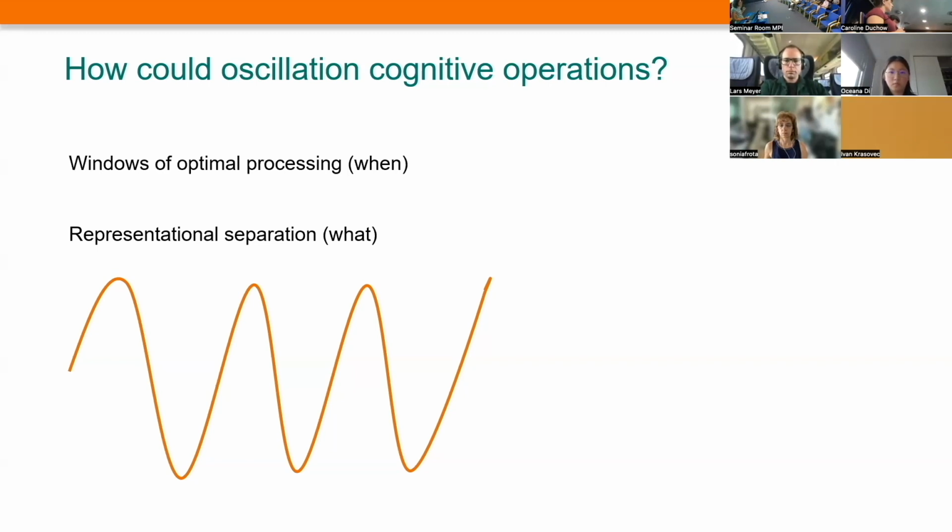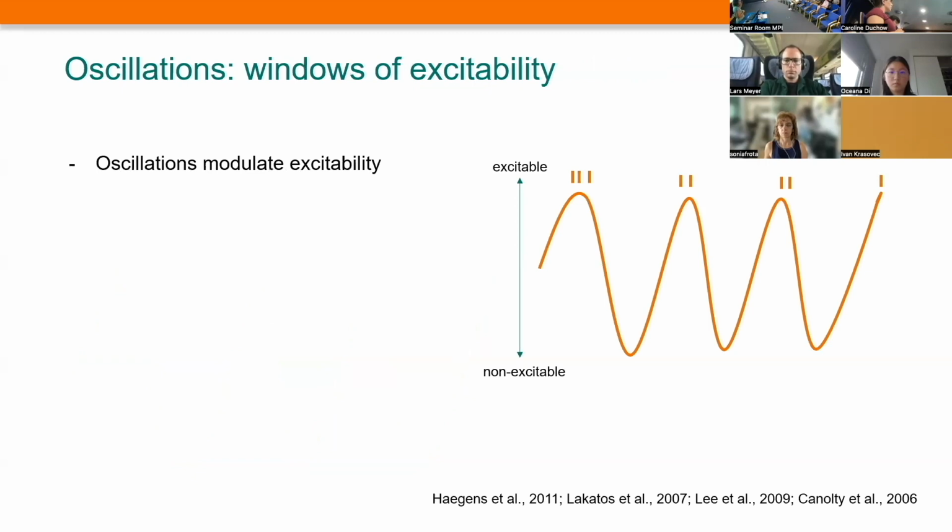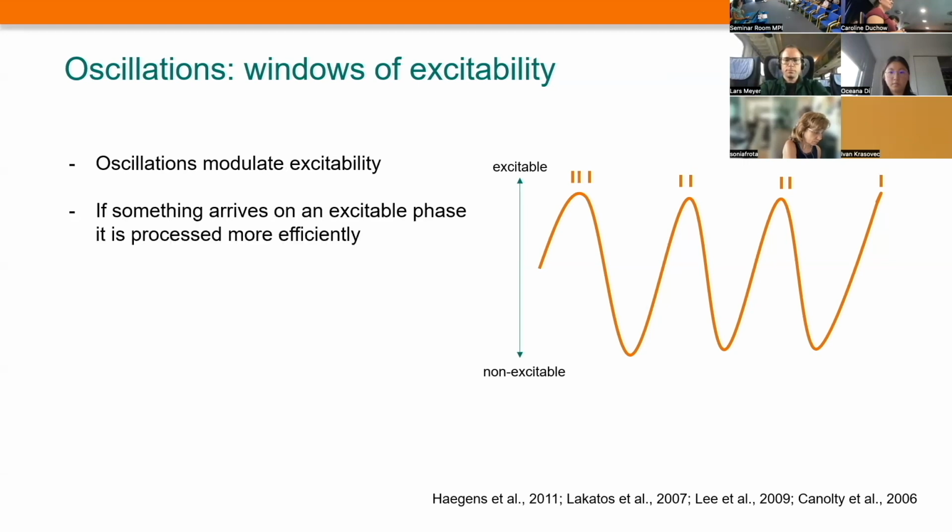So let's start with the first, and whether there's evidence for this. Do oscillations provide windows of excitability? What would this mean? Well, as I said, there's multi-unit activity or firing rates that seem to be clustered at specific moments. So there are moments of the oscillations that are more excitable than others. How does this link to cognition? If you simply present something at a specific phase that is more excitable, maybe it's simply processed more efficiently. I will give an example of one study that actually shows this. So if you present something at a specific phase, it's processed more efficiently.